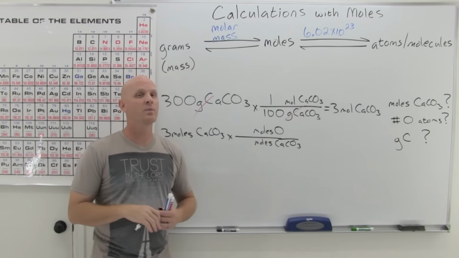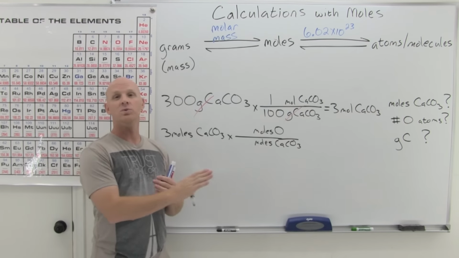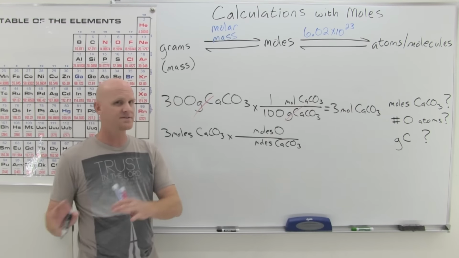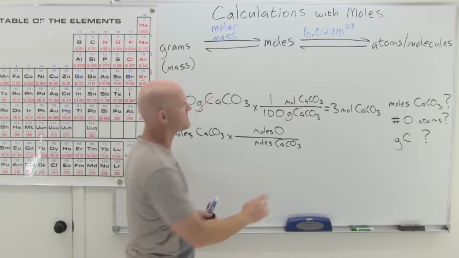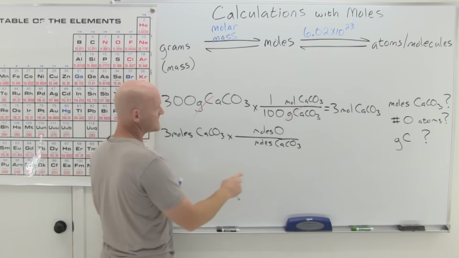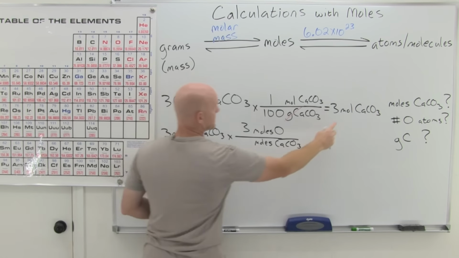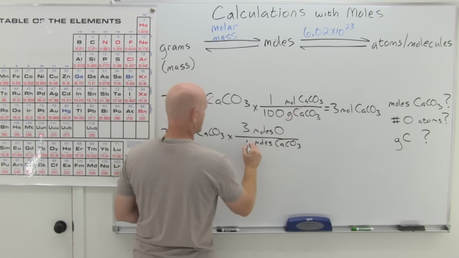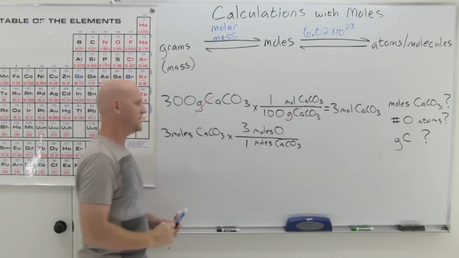We'll find out later on that we can also get them from the coefficients in a balanced chemical reaction to relate the different compounds, reactants, and products in a chemical reaction. But for now, in this lesson, we're just going to get it from the little subscripts within a formula here. And so in this case, there are 3 moles of oxygen atoms for every 1 mole of CaCO3. So there's 3 O's in 1 formula, so to speak.